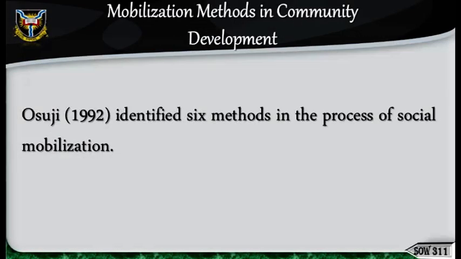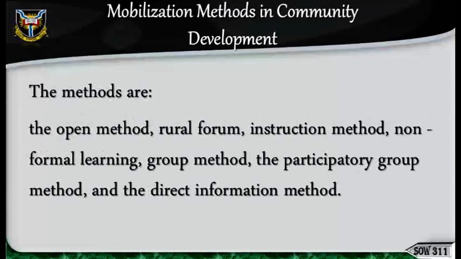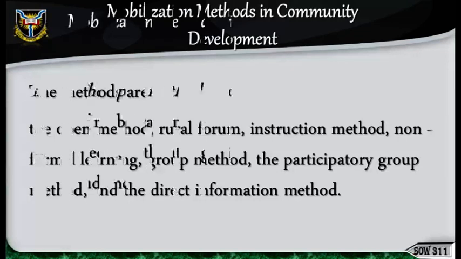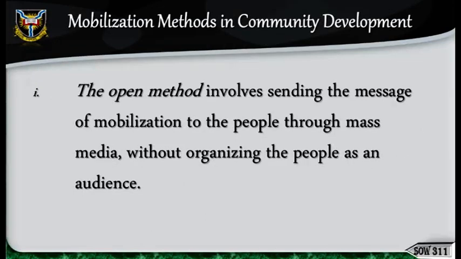Mobilization methods in community development. Osuji 1992 identified 6 methods in the process of social mobilization. The methods are the open method, rural forum, instruction method, non-formal learning, group method, the participatory group method, and the direct information method.